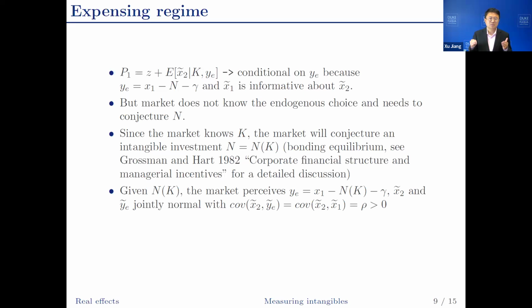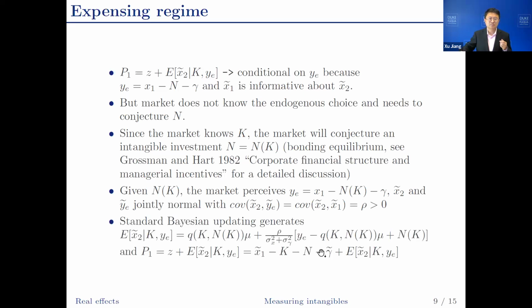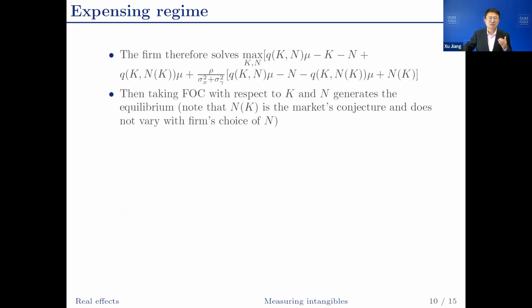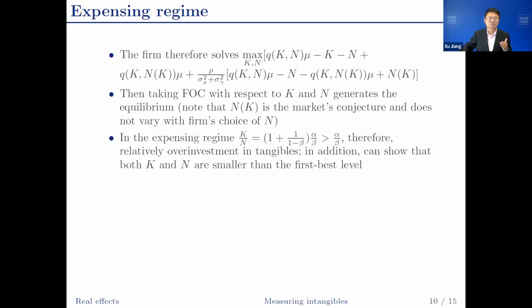And in equilibrium, the conjecture will be the same as the actual choice, which means whenever the market has N in their expression, they replace N with NK. And again, we can use standard Bayesian updating to calculate the expected value of X2 conditional on K and YE, taking into account that the market does not observe N. They will just replace N with NK. And after some algebra, we're going to get the results.